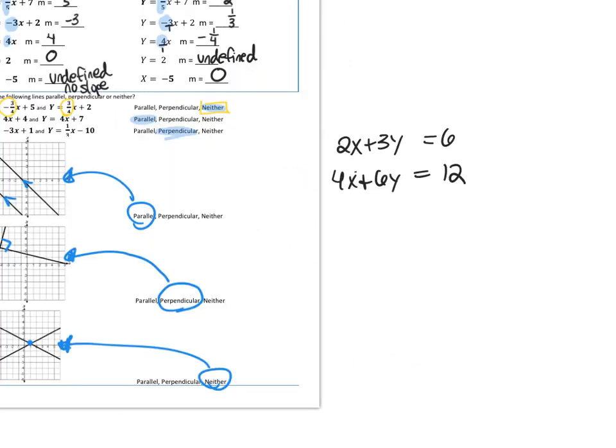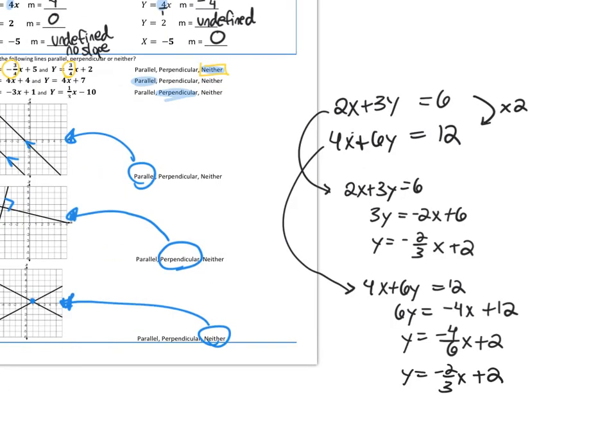Before we move on, I want to tell you about one special case here. Now, looking at these two equations, do you notice anything that stands out about them? One thing that stands out to me is if I multiply each term of the first equation by 2, I get the second equation. In fact, watch what happens if I rewrite these two equations in y-intercept form. Oh my gosh! I get the exact same thing for both equations. They are the same line. If I were to graph them, they would have the exact same graph.